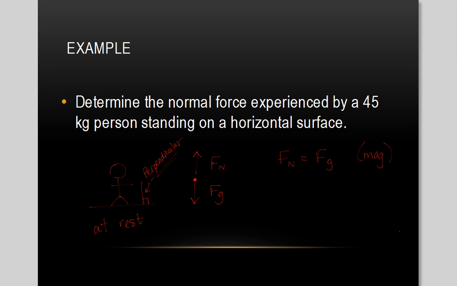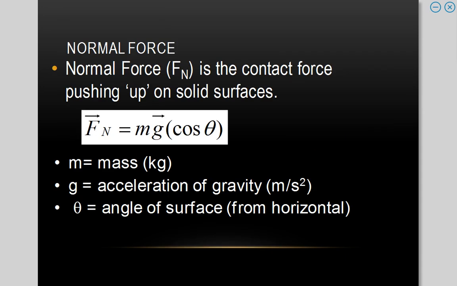Are they equal in terms of direction? No, the forces are equal and opposite. So Fn in this case is equal to mg, which is 45 times 9.81. But back up a sec. The person who controls all the rules of physics has told me that it's mg cos theta, where theta is the angle of the surface from the horizontal.